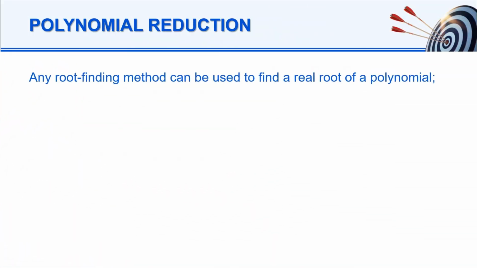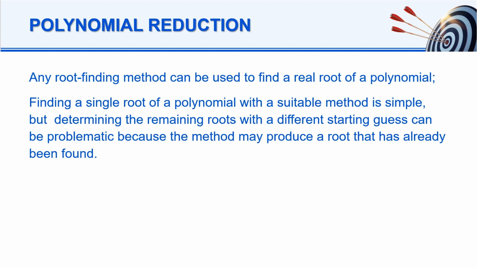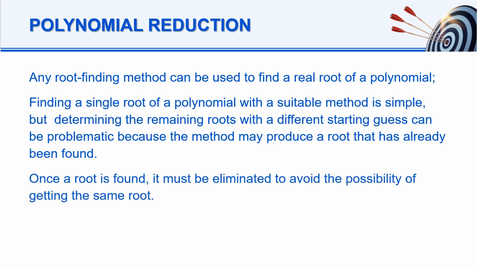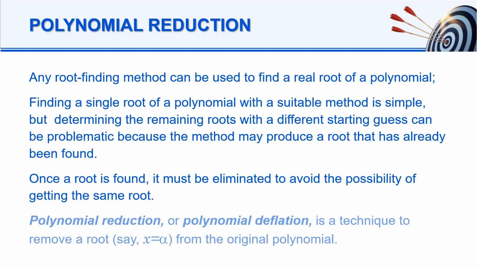Any root-finding method can be used to find a real root of a polynomial. Finding a single root of a polynomial with a suitable method is simple, but determining the remaining roots with a different starting guess can be problematic because the method may produce a root that has already been found. Once a root is found, it must be eliminated to avoid the possibility of getting the same root.